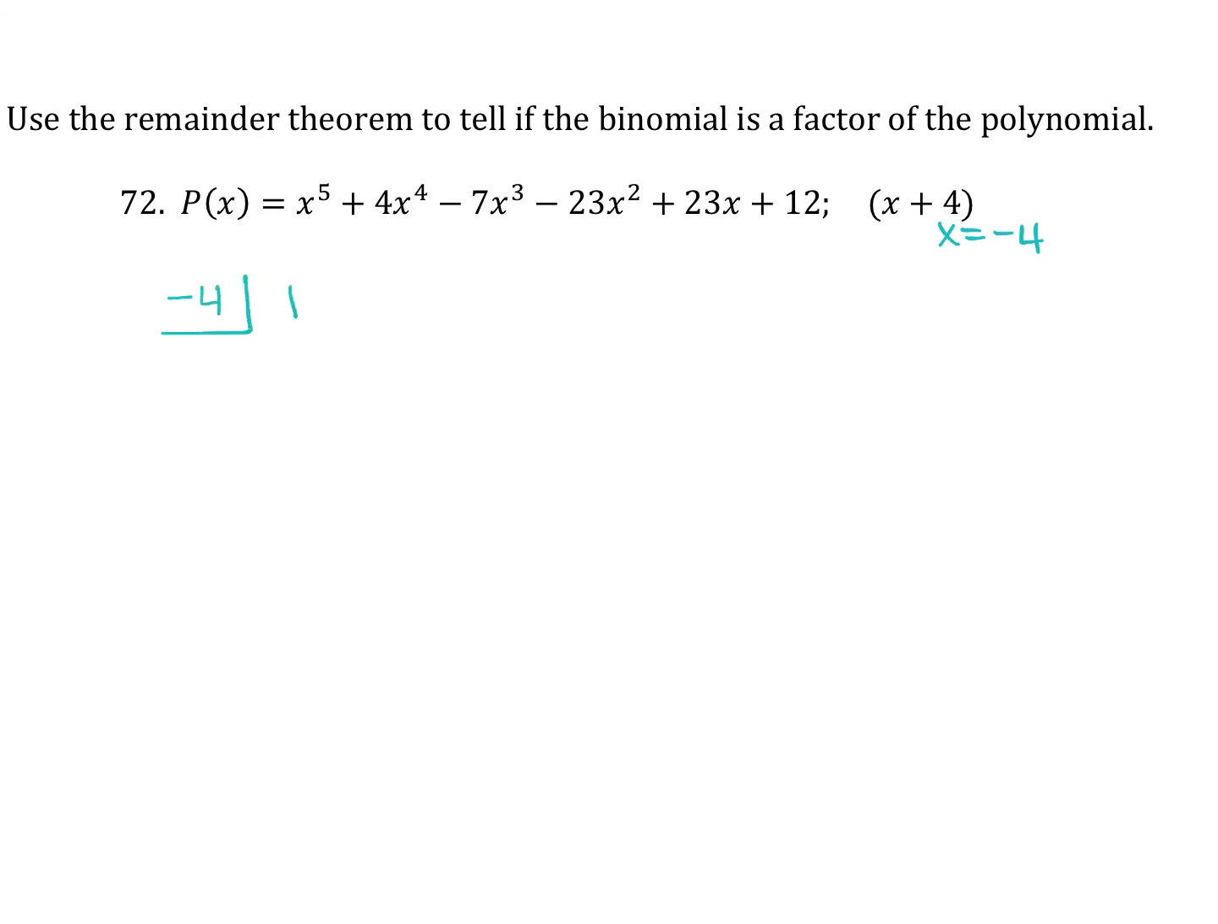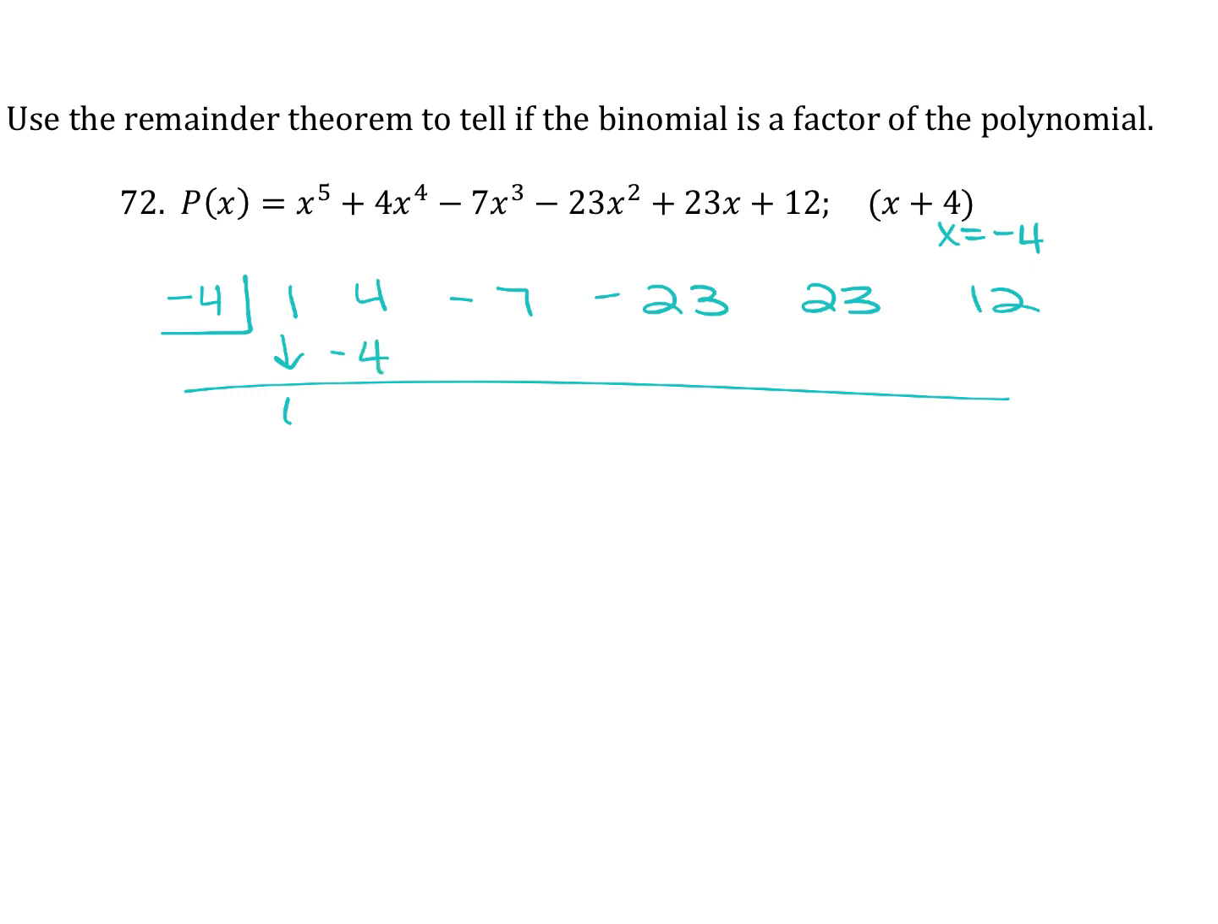On the right of that, you're going to have 1, 4, negative 7, negative 23, positive 23, and 12. So your 1 is going to drop down. 1 times negative 4 is negative 4. Add that with the 4, that's 0. Your 0 times the negative 4 is 0. Plus the negative 7 is negative 7, times negative 4 gives us 28, plus the negative 23 is 5. 5 times negative 4 gives you negative 20. The 23 minus 20 is 3. 3 times negative 4 is negative 12. That gives you 0. Your remainder is 0. That means that x plus 4 is a factor.